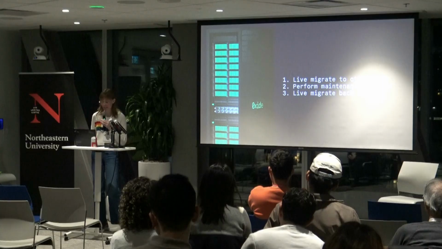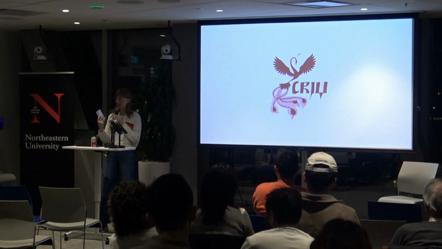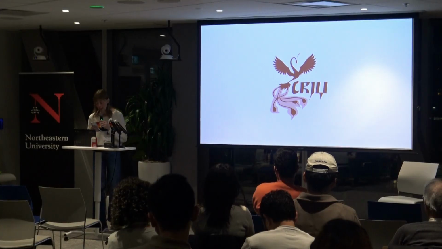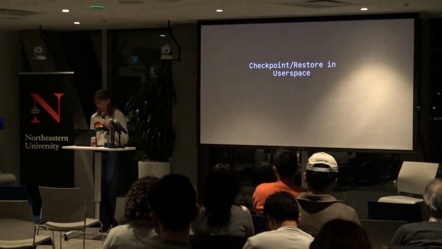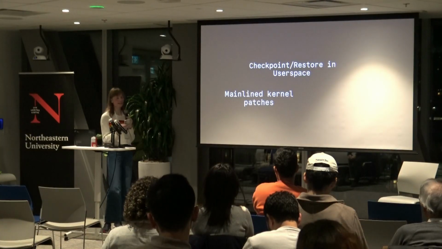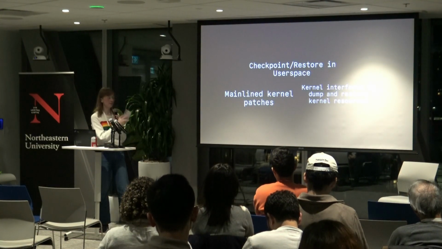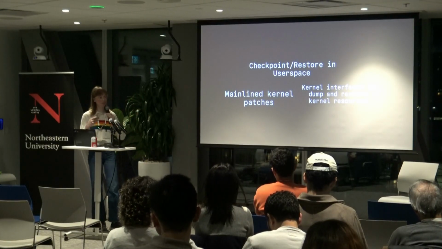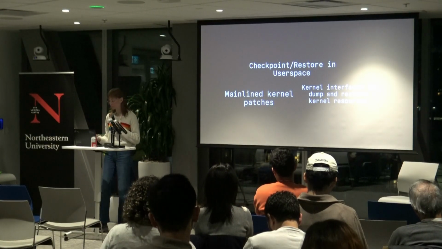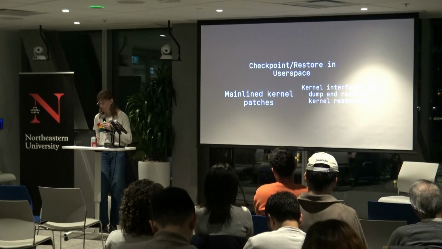Let's try and get a little bit more technical here. The first implementation I want to take a look at is CRIU, and yes, that is the actual logo of the project. CRIU stands for Checkpoint Restore in Userspace. It's basically a collection of mainline Linux kernel patches and a Userspace program that interfaces with the exposed kernel interfaces and allows you to dump and restore kernel resources of arbitrary type. And it works in a pretty simple way.